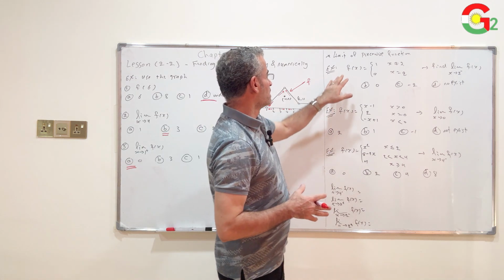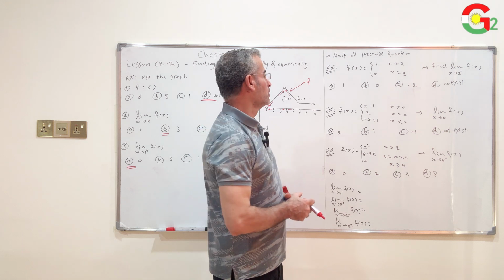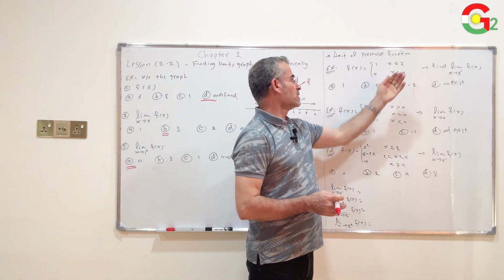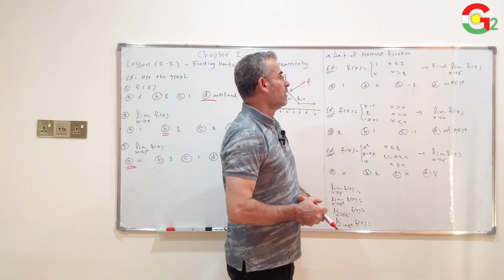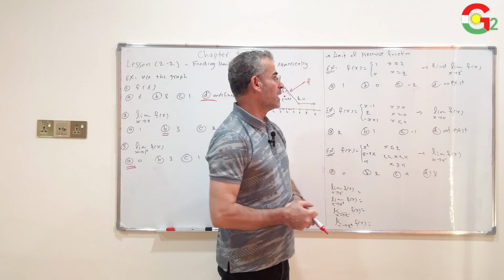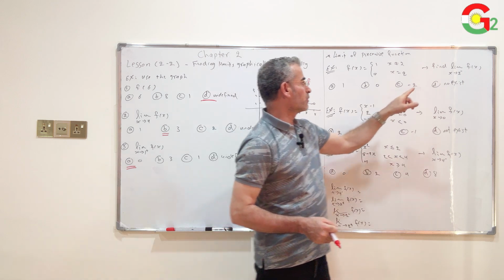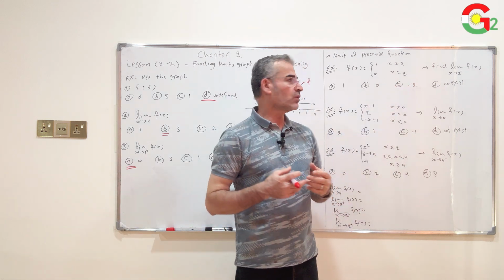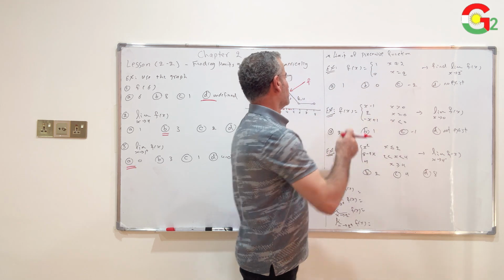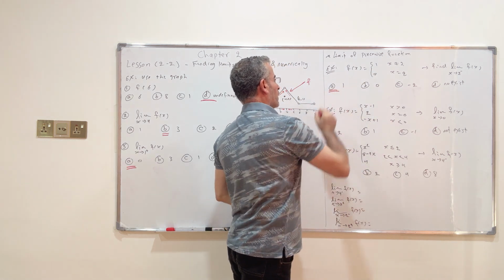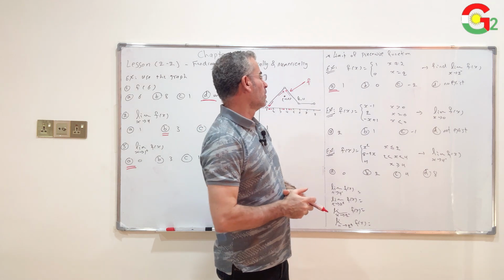Let us see this example. F of x equals 1 when x not equal to 2, equals 0 when x equals 2. Find limit of f of x when x approaches 2 from left. When x approaches 2, it means x not equal to 2, then the limit is 1. From left and from right is also 1.